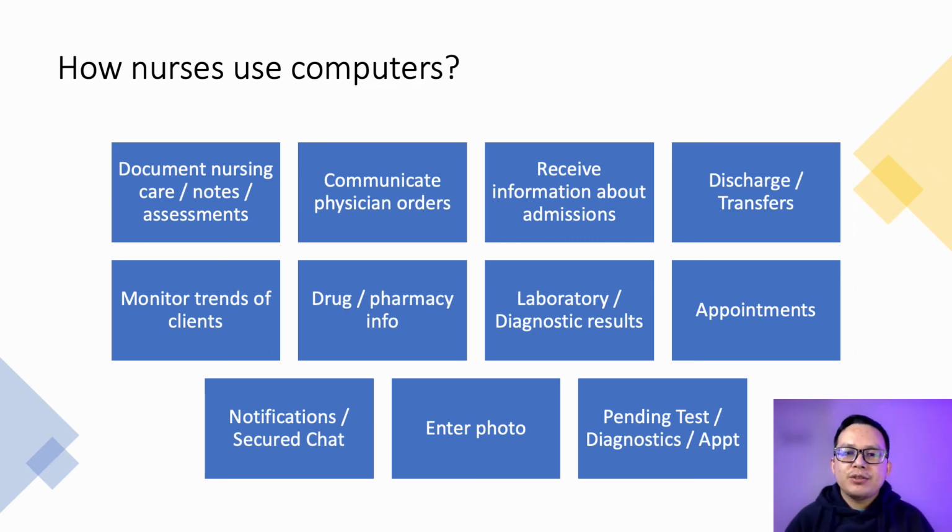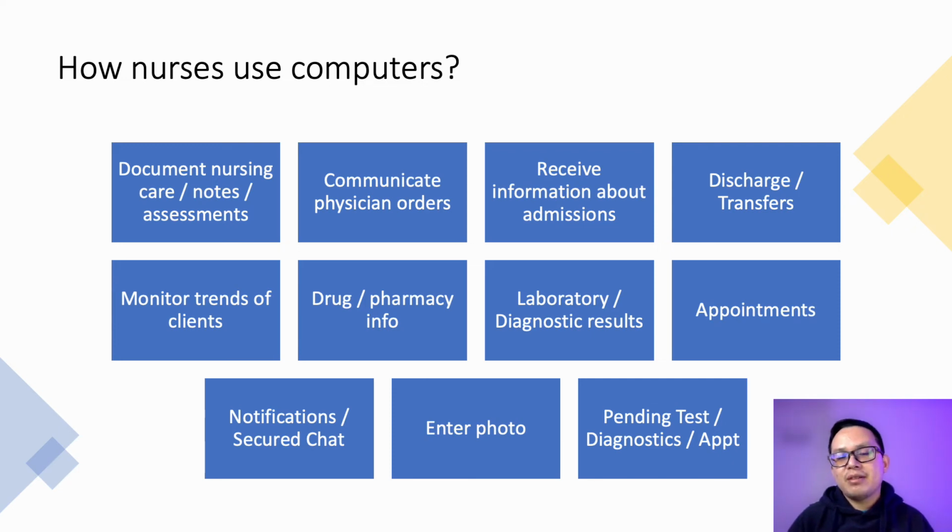Next, we use computers to monitor trends of clients. You can see trends and results and compare them. We use computers for drug pharmacy info, to review before giving and give. The computers will give you drug information and also compatibility information. For example, if you are about to provide spironolactone and the patient is taking potassium, the system alerts you that the administration is fatal, and then you decide whether to give it or not.